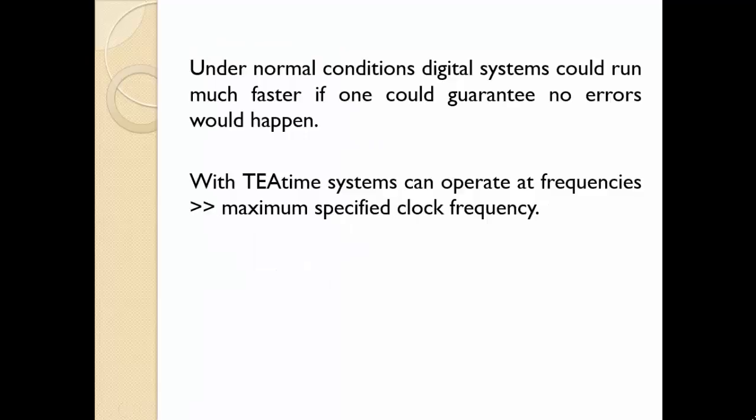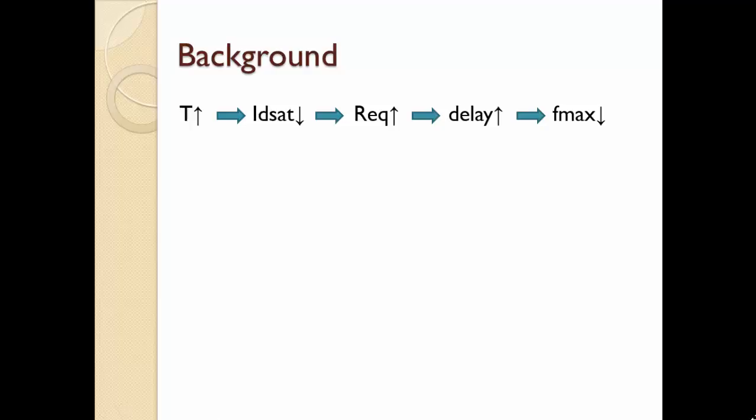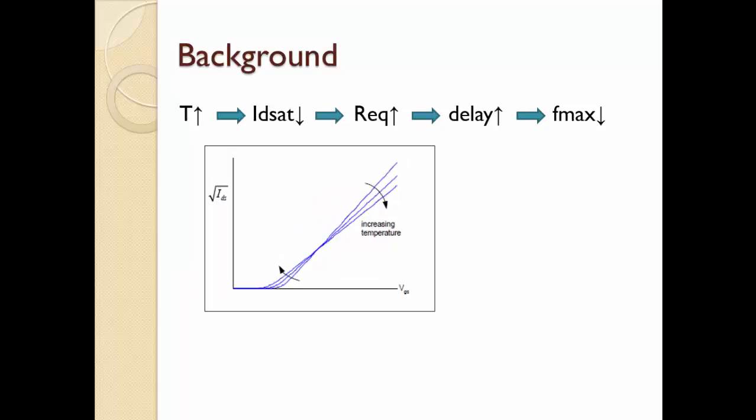Under normal conditions, digital systems could run much faster if one could guarantee no errors would happen. With Teatime, we can guarantee this as it allows operation at frequencies higher than the maximum specified clock frequency. As we know, increasing temperature reduces mobility, and therefore IDSAT decreases, as is shown in the graph. If IDSAT decreases, resistance increases. If resistance increases, delay increases, and the maximum frequency decreases, as the following equations reflect.